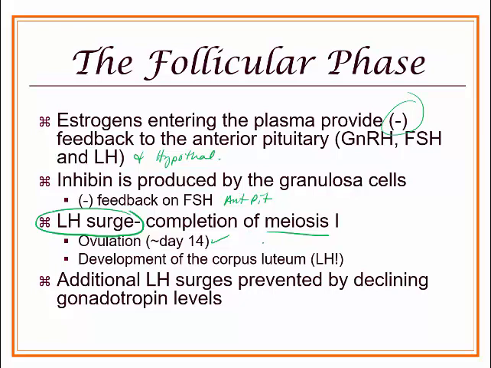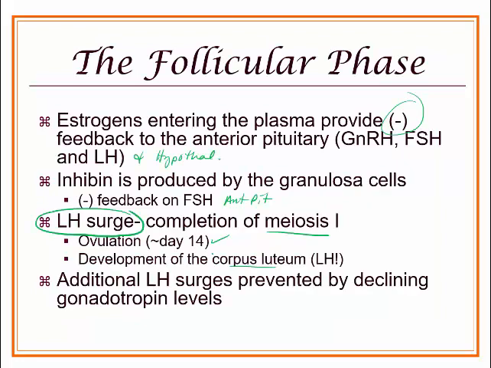The follicle will then become what's called the corpus luteum, so the luteinizing hormone causes that. And then additional luteinizing hormone and follicle stimulating hormone secretion is prevented by declining gonadotropin levels. So basically, once the follicle becomes a corpus luteum, we're not secreting large amounts of estrogen. It's secreting small amounts of estrogen, which will now inhibit the hypothalamus again, and it will stop producing gonadotropin releasing hormone, which will stop stimulating the pituitary from releasing follicle stimulating hormone and luteinizing hormone.